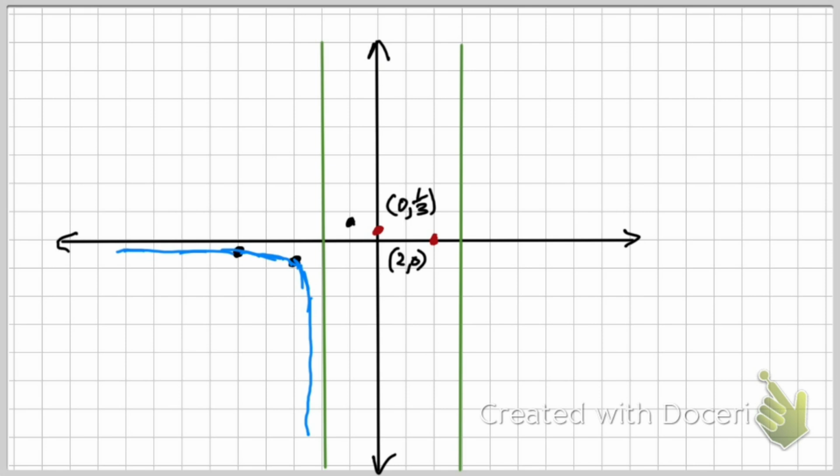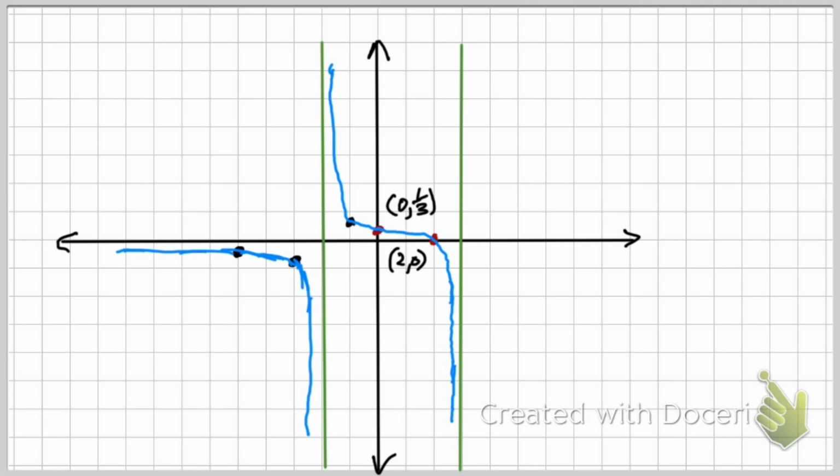Well, that's enough information to sketch the middle part of my graph. Remember, it's got to be in between those two vertical asymptotes. And based on where my dots are, this is the only way it could go. So this looks like a three-part graph here.